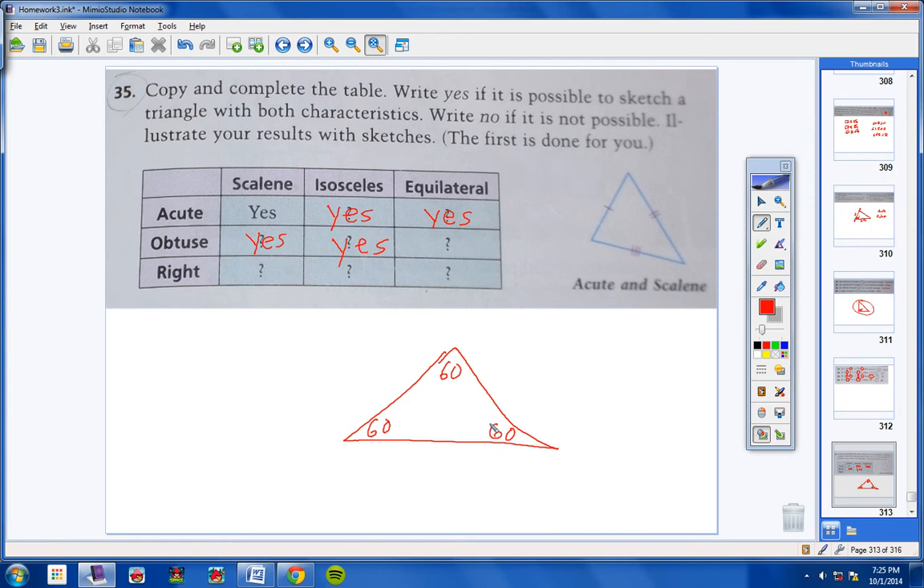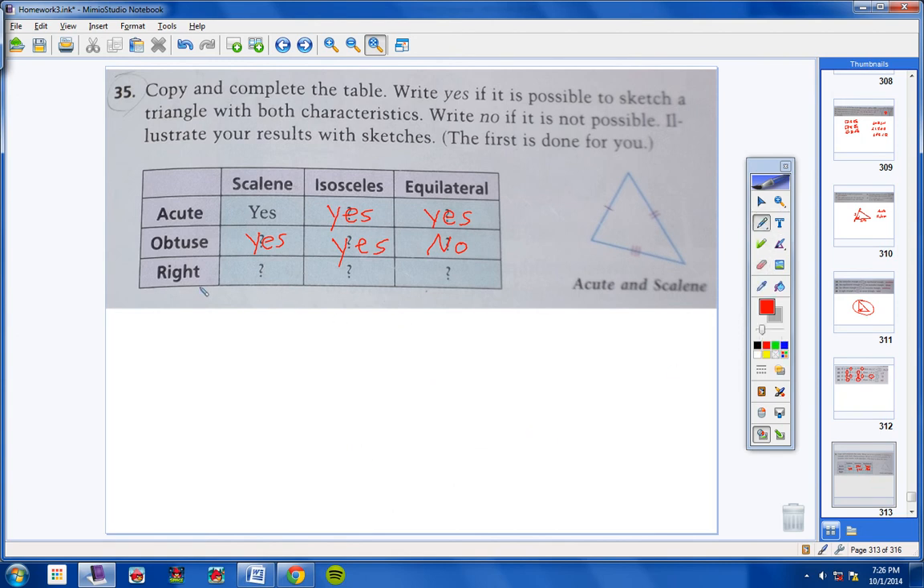If you have an equiangular triangle, then you have an equilateral triangle. And if you have an equilateral triangle, then you have an equiangular triangle also. So if it's an equilateral triangle, all of the angles must be 60. So no, it would be impossible to have an equilateral triangle that's also obtuse. Okay, moving on to a right triangle.